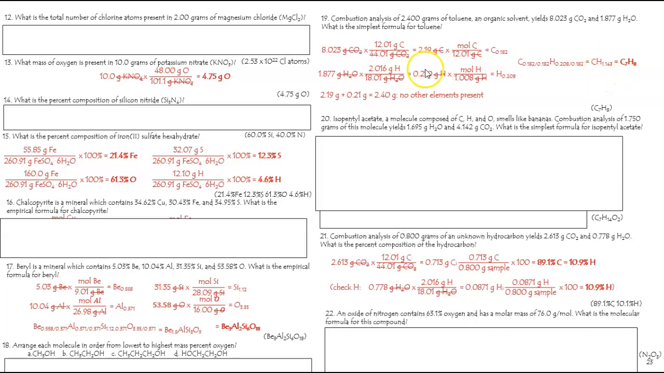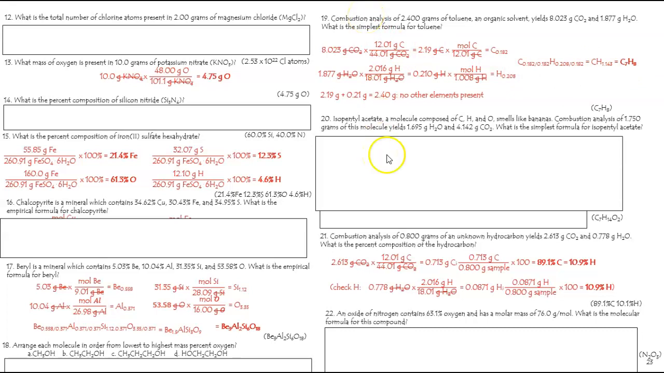Yuck. Shows that you really need to carry as much precision as you can when you do these things, because when you double it, you don't get a whole number. Triple it, you don't get a whole number. It's not till you scale this by 7 that the hydrogen finally goes to 8. Answer, C7H8. That's a challenging problem.